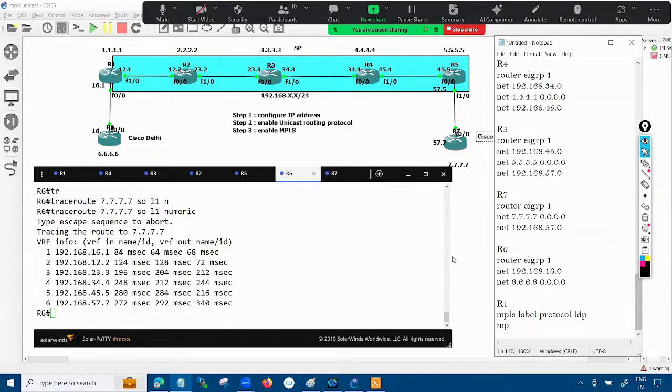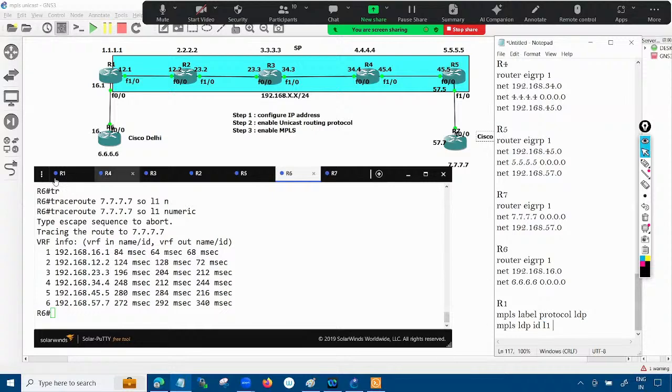MPLS LDP. I need to select who will be the router ID. Because like in OSPF we have a router ID, in EIGRP we have a router ID, in the LDP protocol we also have a router ID. That is known as the LDP ID. So MPLS LDP ID, loopback number one, right? Let me check it out.